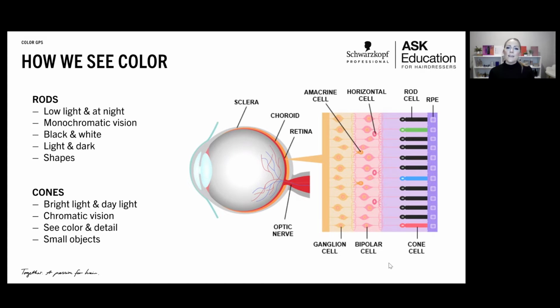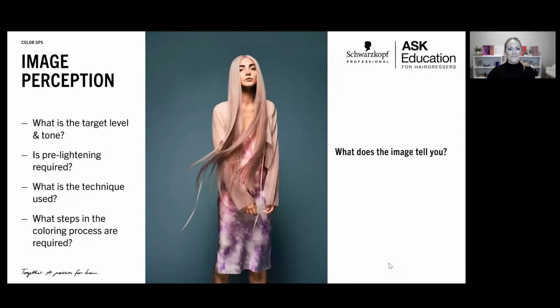But also, when both rods and cones are working, we have really the full perspective. But how we might describe what we see would also be different. So even if we see it physically the same, how we might describe it or how we perceive it emotionally can be different. So when it comes to image perception, we want to take the picture that our client has brought in and really talk about the target level and tone.